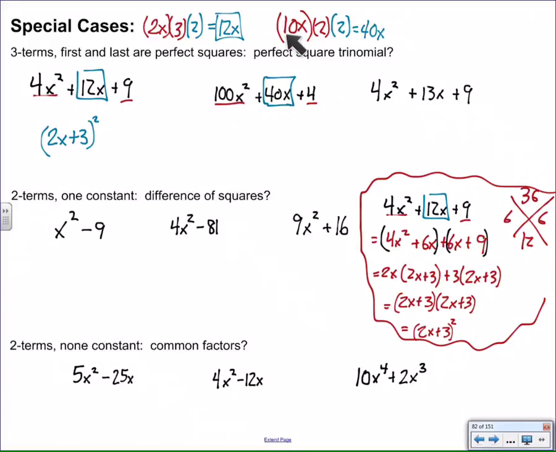So try this test again for 100x squared and 4. The square root of 100x squared is 10x, and the square root of 4 is 2. 10x times 2 is 20x. You double that, you get 40x. Is that the middle term? Yes, it is. Then 10x plus 2 quantity squared is my perfect square factors.